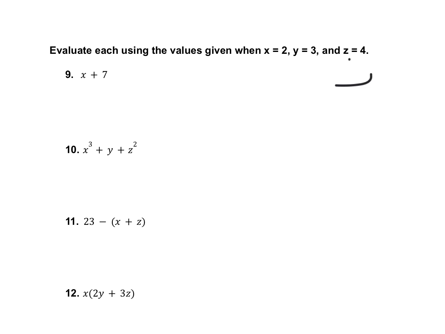Okay. So number 9, we have x plus 7. What do we do? Substitute 2 for the x. So we have 2 plus 7. 2 plus 7 is 9. Show me that you substituted that in. Don't just put 9. Show me what you're doing there.